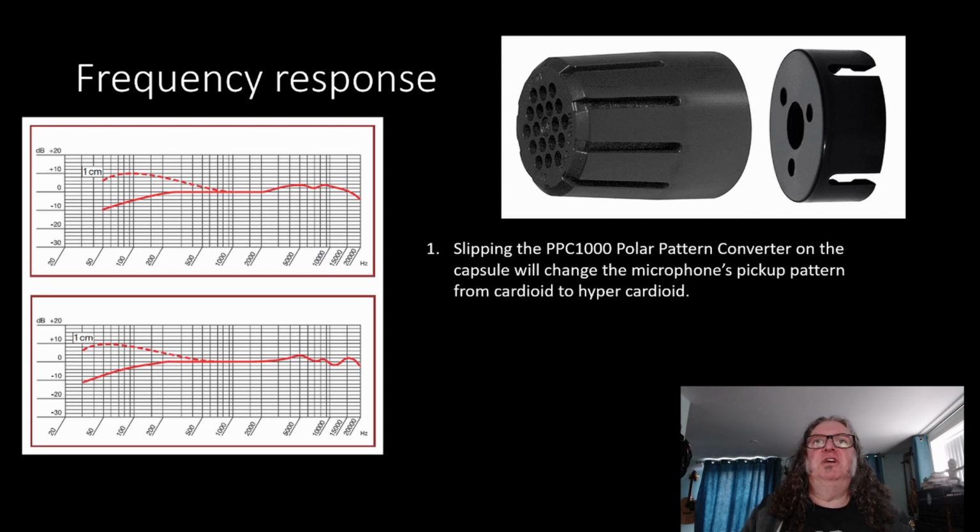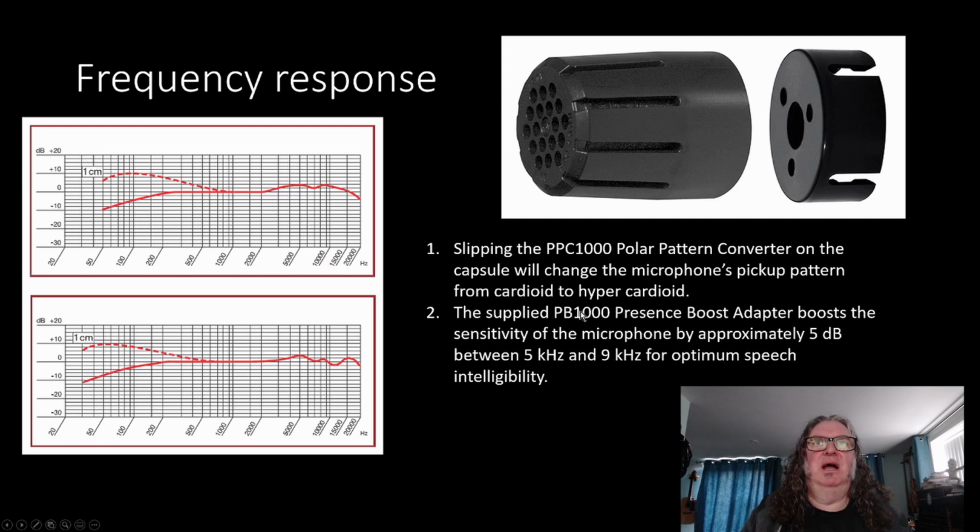Slipping this on changes the polar pattern. We're going to look at polar patterns in depth in another video, but I just want to do a little introduction to them today because I think it's all part of the gig that is microphones. So it changes it from a cardioid to a hypercardioid. There's also a presence booster that's working between 5K and 9K. It's a bit high up really for presence, and it gives you an increase of about 5 dB. This is to optimize intelligibility of speech.